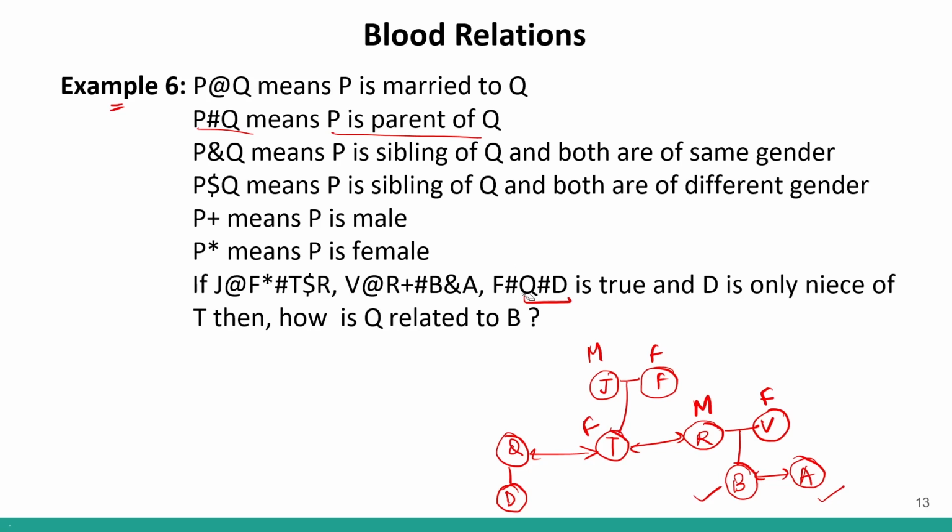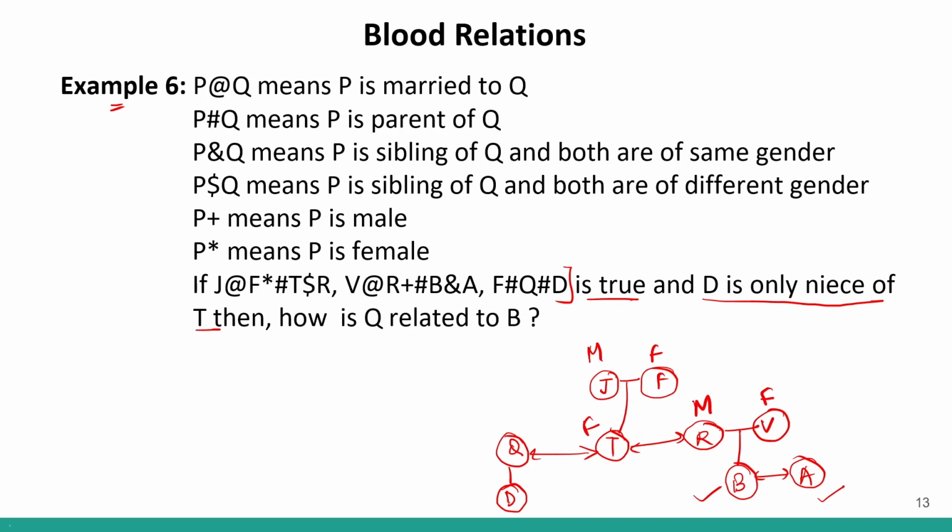Okay? Now let us look at the question. So this much information we already solved. So this information is true. And extra information is given to us. D is the only niece of T. Only niece means the rest are nephew. Correct? T is over here.